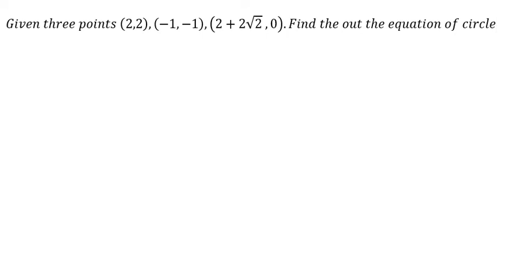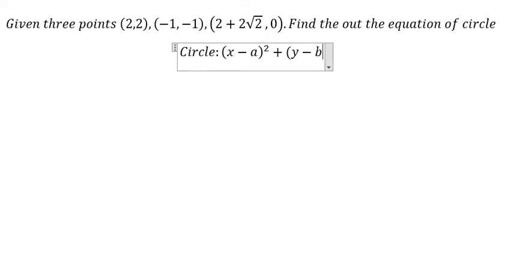We have the formula of the circle in here. That is (x - a)^2 + (y - b)^2 equals r squared.